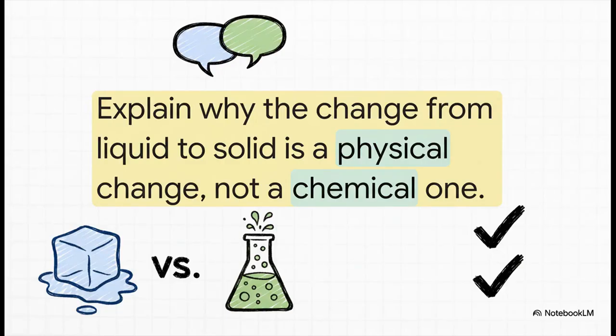Command word, explain. Okay, so this is a step up from draw. Explain means I need to give reasons why. The keywords are physical change and chemical change, so I know I need to compare them. And the biggest clue of all, look at the marks. It's worth 2. This is like a giant flashing sign from the examiner telling you, hey, give me 2 distinct relevant points in your answer.